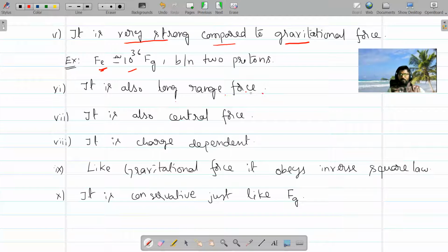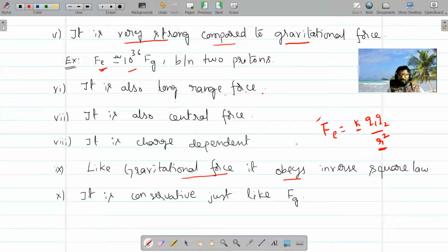Long range forces means, irrespective of the distance, whether it is meters or kilometers or hundreds or thousands of kilometers, it may act, but the force varies. The electrostatic force between any two charged particles according to Coulomb's law is given by 1 by 4 pi epsilon naught, we can express it as K Q1 Q2 by R square. Because it is proportional to 1 by R square, we can say that the electromagnetic force also obeys the inverse square law, just like gravitational force.